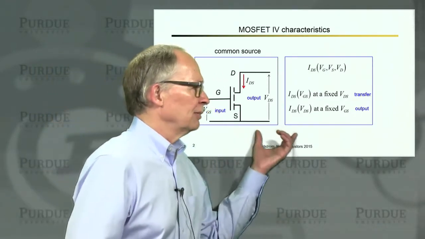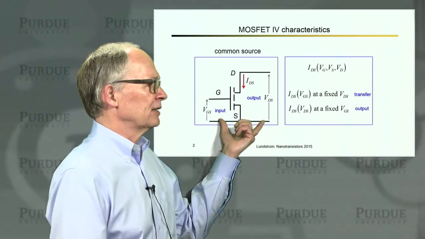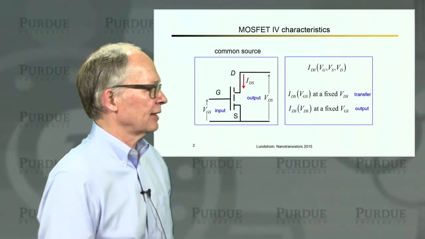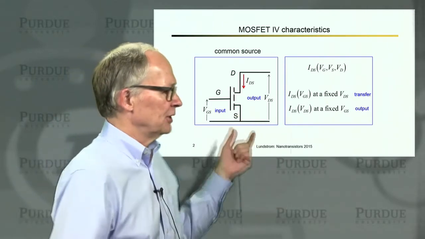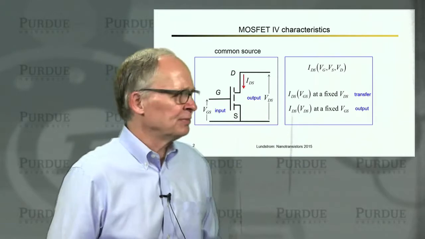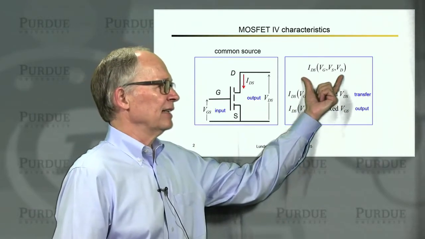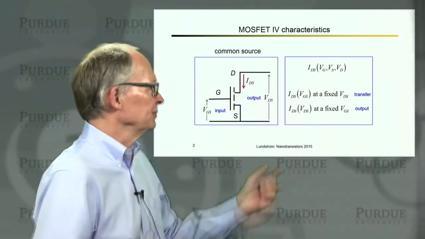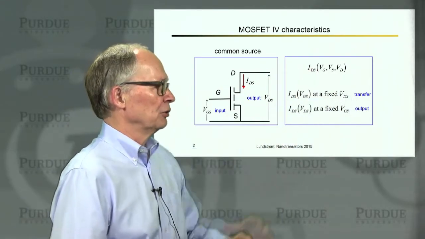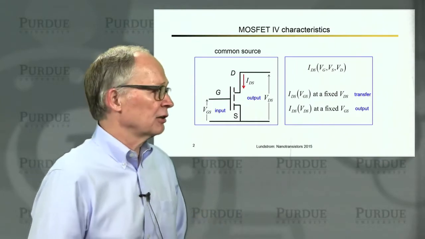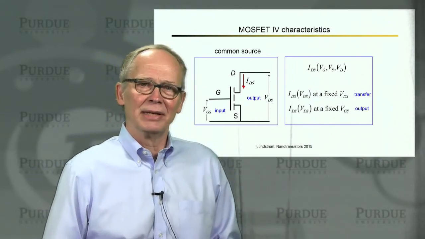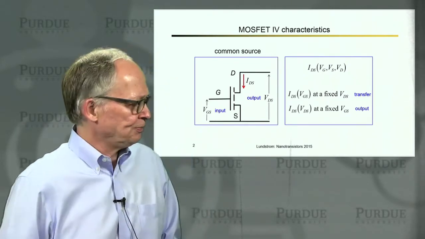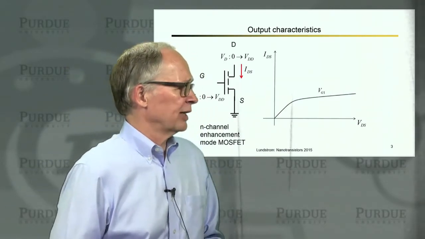You remember we talked about hooking the transistor up in different ways so that we had a two-port device, a two-port circuit, an input and an output. This is a common source connection. The source is common between the input and the output. And then we're interested in understanding these current voltage characteristics, the current that flows from the drain to the source as a function of the voltages on those three terminals. And we have transfer characteristics and we have output characteristics depending on which voltage we fix and which voltage we step or sweep. So here are the output characteristics.